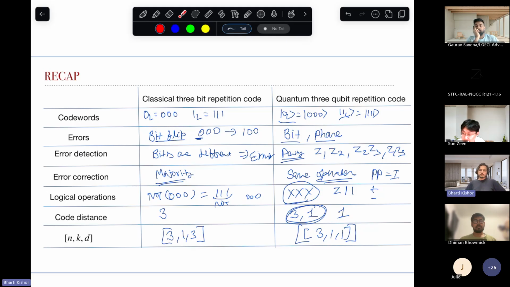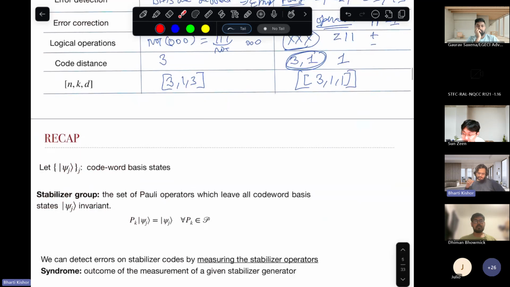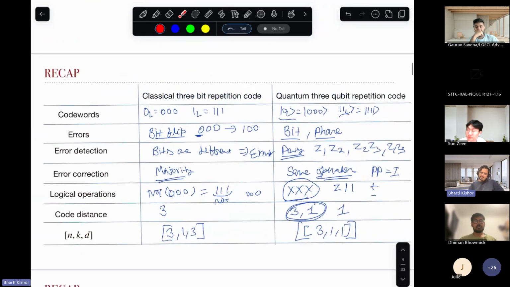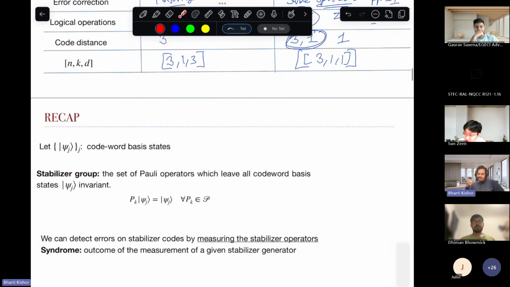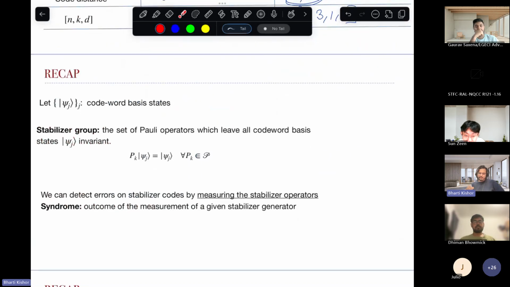Okay, perfect. So basically, last time we studied the classical 3-bit repetition code, and then the quantum 3-qubit repetition code. Then we studied the stabilizer formalism. For that, we started with some code word basis states, and then we had a set of Pauli operators which leave all code word basis states invariant. Let's say we had all those P_k in S. We call the group of such Paulis the stabilizer group.